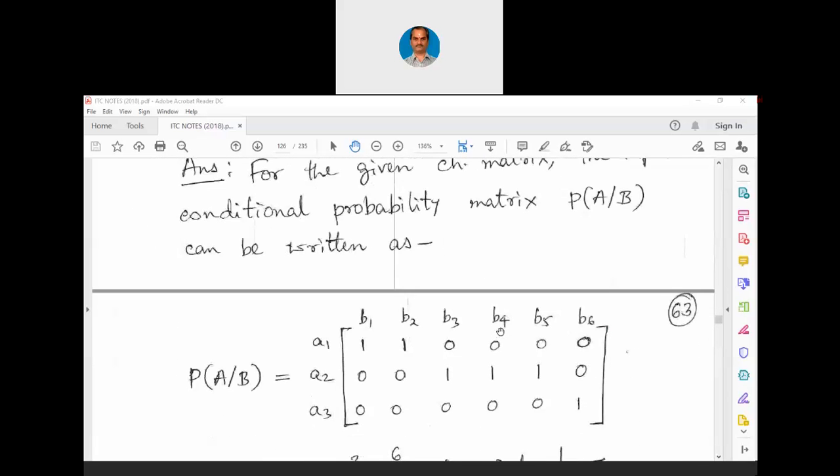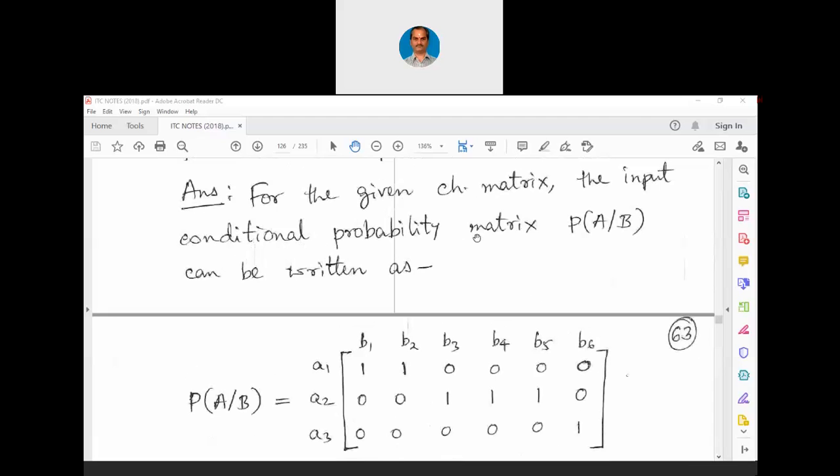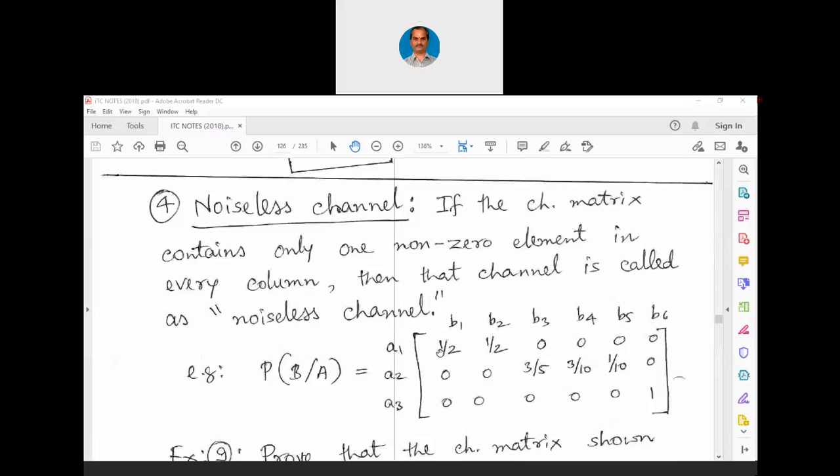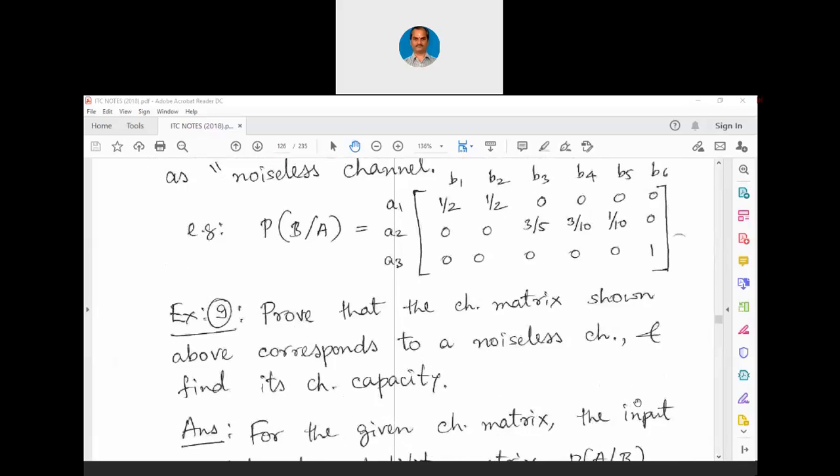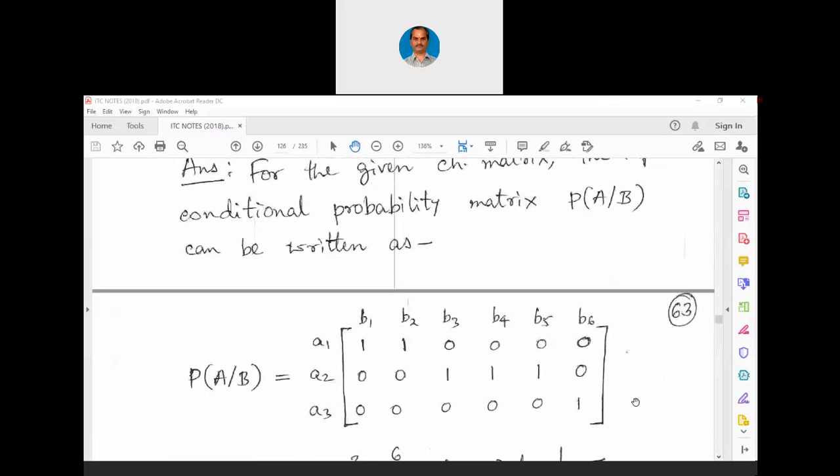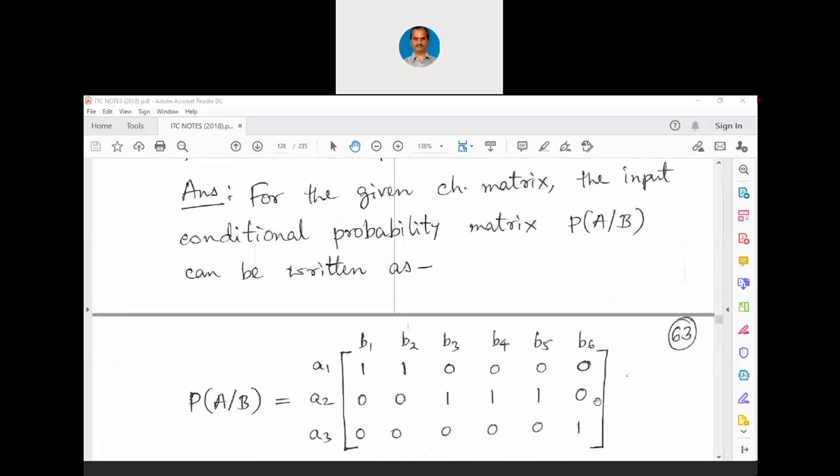Now, for the given channel matrix, the input conditional probability matrix P(A/B) can be written like this. P(A/B), we can write it as A1, A2, A3. Again, we can write 1, 1, 1, 1, 1, 1 this way, because anyhow, it is a noiseless channel, right? So there should be only one particular symbol received when a source symbol is transmitted. That is what we have here, right? This can be half, half, 3/5, 3/5, all that. But we can write it this way as a conditional probability matrix.